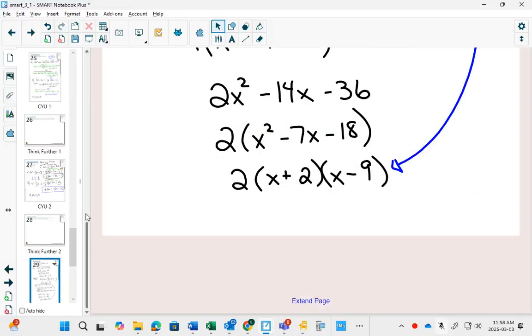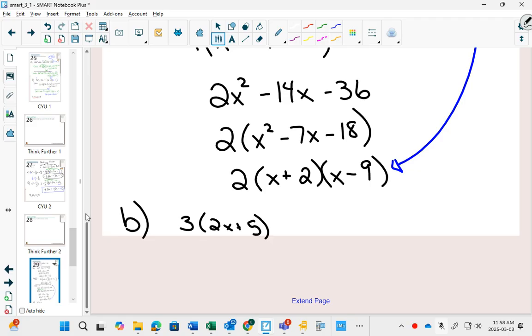So let's look at B and I'll explain why option 2 isn't the greatest for this one, but we have 3(2x + 5) squared + 10(2x + 5) - 8.